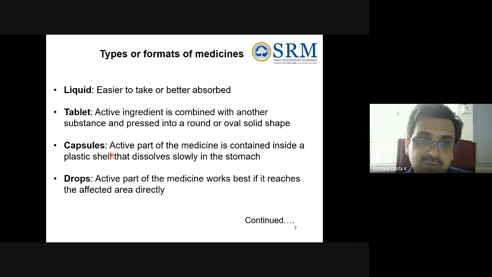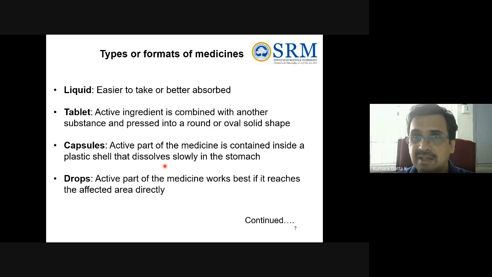And capsules also, most of you are aware, where the active part, meaning the most important part of the medicine, is stored in a plastic shell, which dissolves slowly in the stomach. So you take the medicine as a capsule. Once it goes into the stomach, it breaks so that the active substances slowly come out. You might ask, why can't we take the active substance directly?